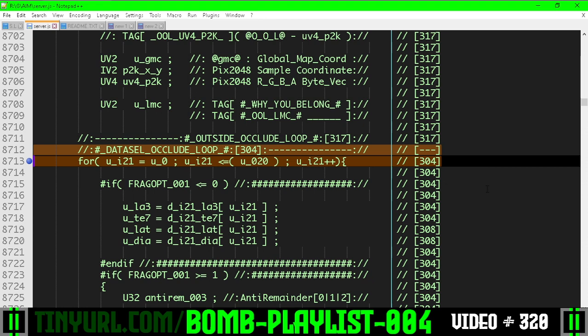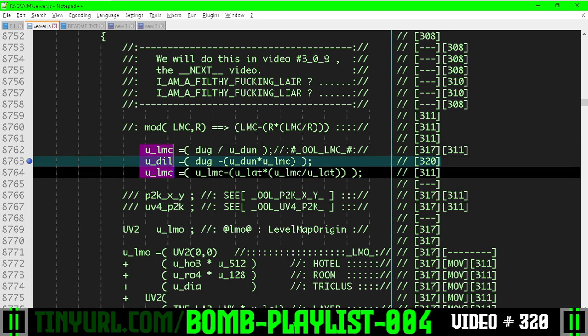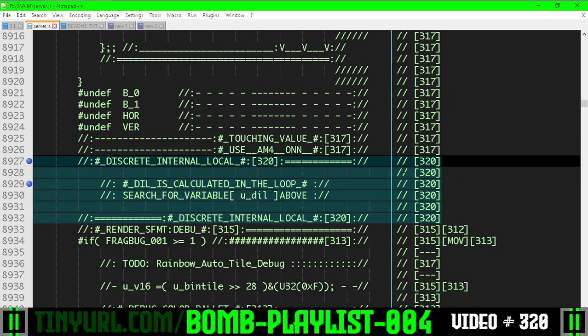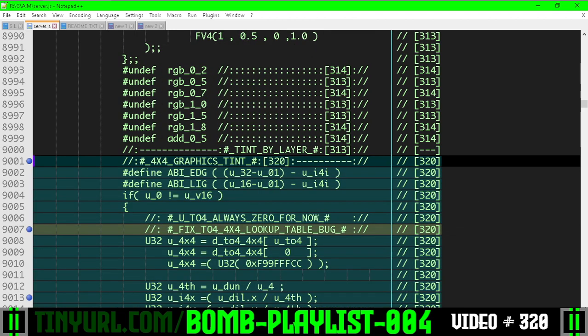This right here, the data selection occlusion loop, we calculate the discrete internal local coordinate of our tile. The non-modulated local level map coordinate multiplied by the size of a tile in discrete units. This calculates an anti-remainder that we subtract from the discrete sample point. That remainder that we calculate here is the discrete internal local coordinate. It needs to be in the middle of these two LMC equations right here. Footnote: this is 0.2 instead of 0.7 because it's easier to see.